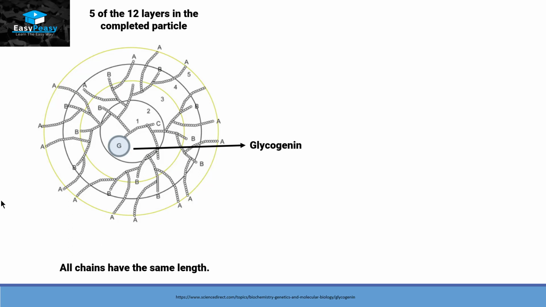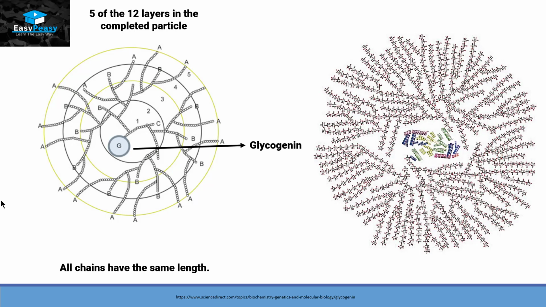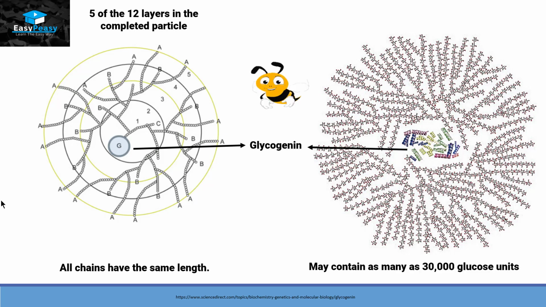When more glucose molecules attach to it, the final form of glycogen will look like this, in which the glycogenin protein is here. And this compound can take approximately 30,000 glucose units. And this is the compound we are looking for.